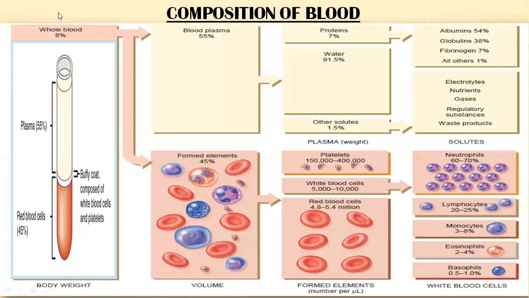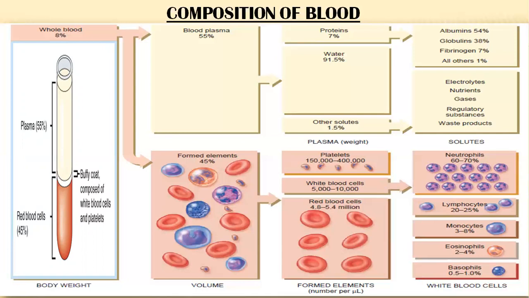So the composition of blood is divided into plasma and the formed elements. Plasma is 55%. This plasma is composed of plasma proteins, which is 7%. So when you're looking at total plasma, if you say total plasma is 100%, then out of that 100%, 7% is plasma proteins, then 91.5% is water, then other solutes will constitute about 1.5%.